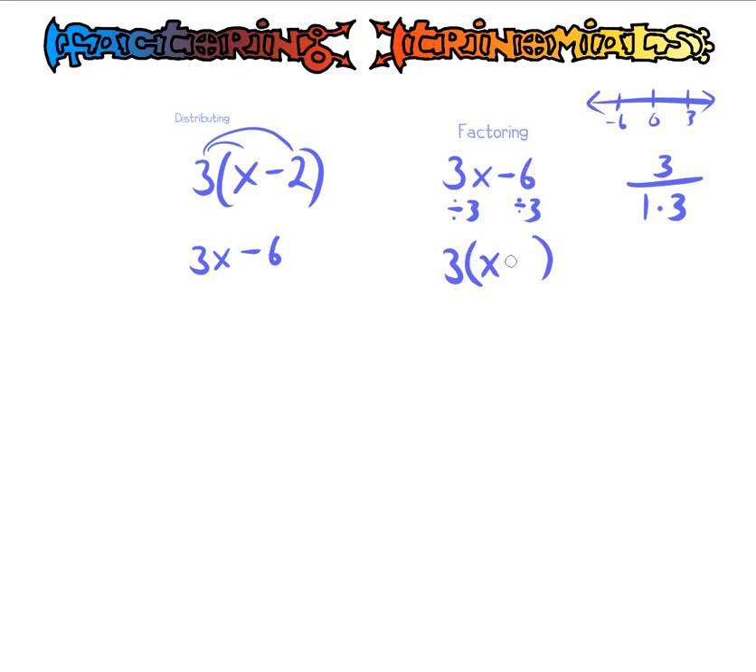That 6 divided by 3 is 2. So that's going to be, I'm sorry, this is negative 6 divided by 3. I almost wrote a positive. A negative 6 divided by 3 is a negative 2. So there you have 3 times x minus 2. And then once again, that's what we started with over here.